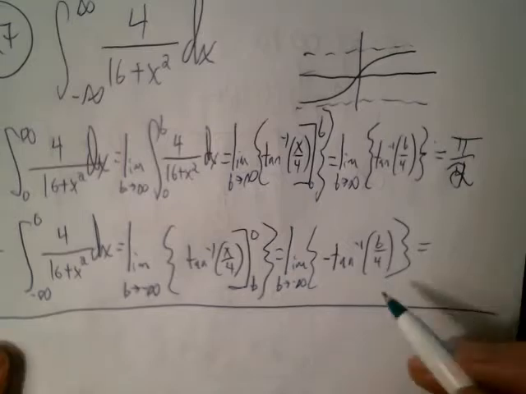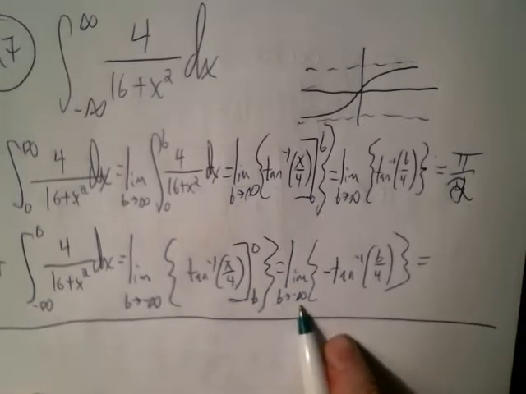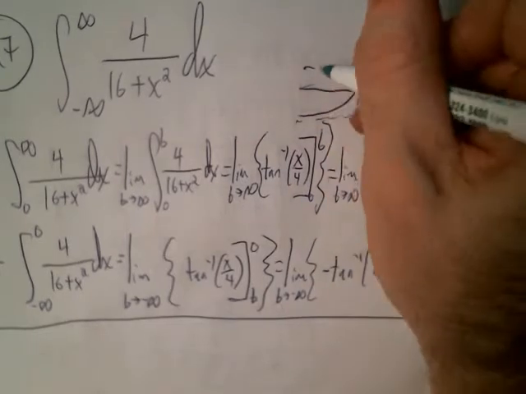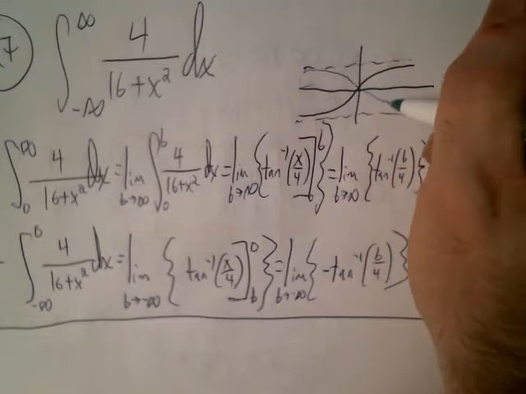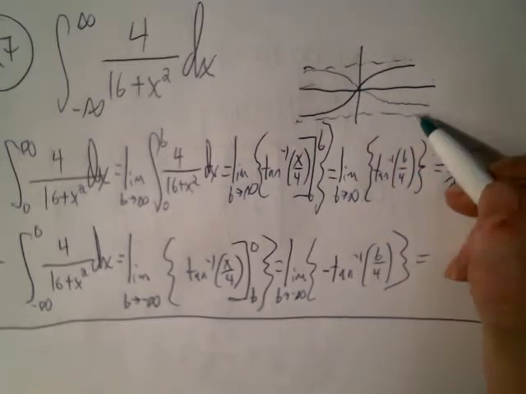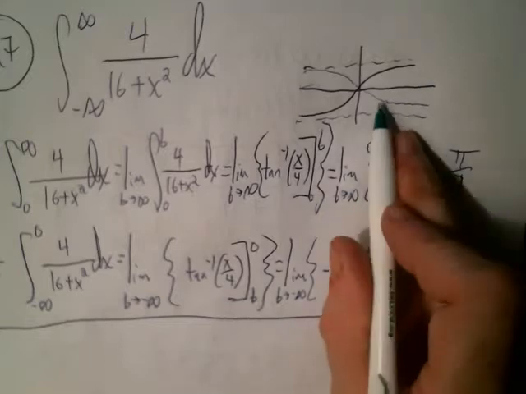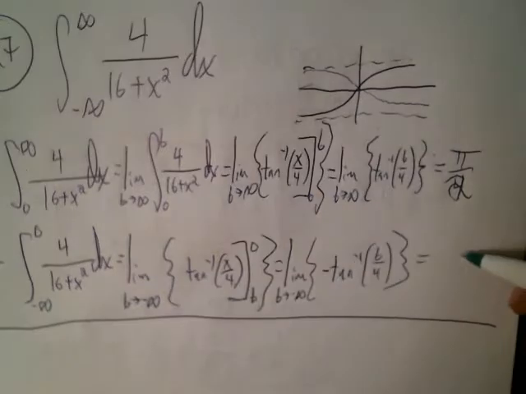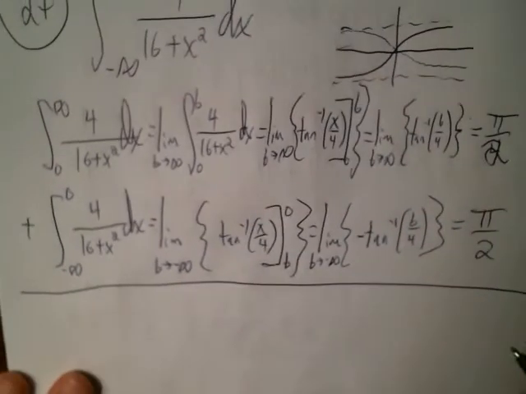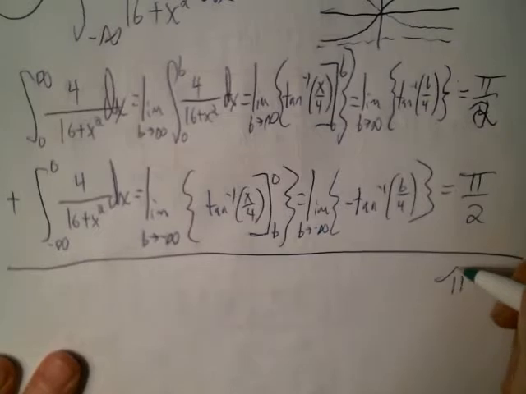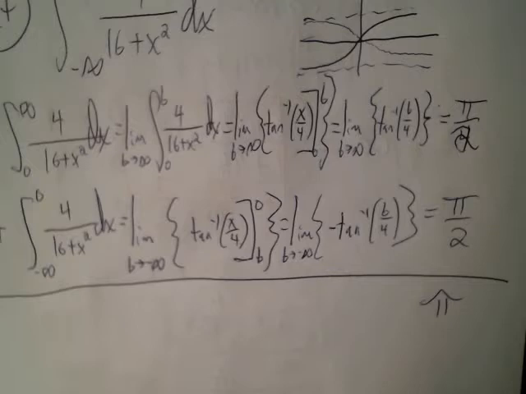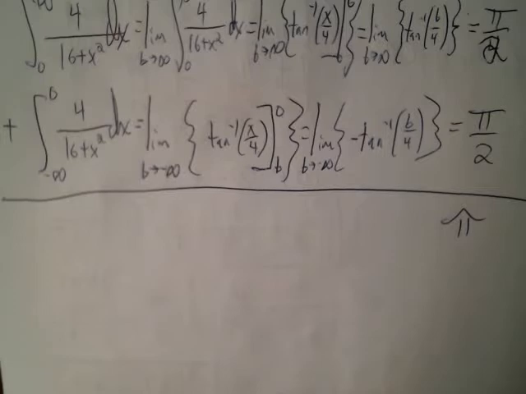Well, anyways, b goes to negative infinity of tan inverse of b over 4. So basically, negative tan inverse is this thing flipped about the x-axis, and as b goes to negative infinity this time, negative tan inverse is going to pi over 2 again. So pi over 2 plus pi over 2 is your answer. That integral is, believe it or not, pi. All right, so those are the infinite integral types.